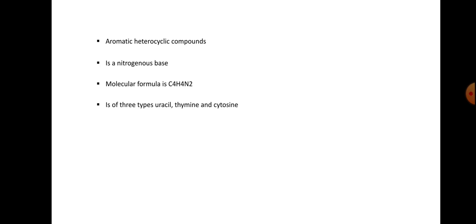Cytosine is present in both RNA and DNA. However, thymine is only present in DNA and uracil is only present in RNA. The main structural difference between cytosine and the other two is that at the 4th position carbon, cytosine has an extra amide group, which we'll see later is actually given by glutamine.